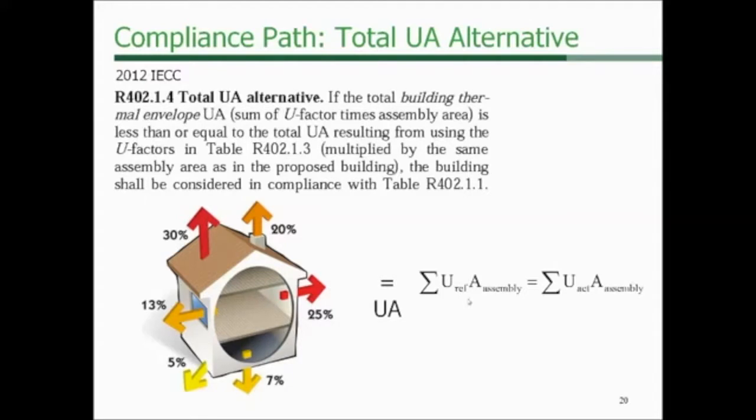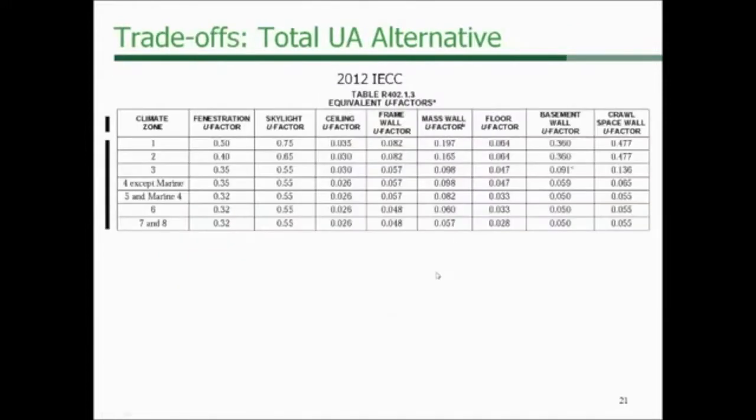So this is in equation form for those engineers like myself among us. U reference, meaning the reference from the U factor table, times the area of the assembly, which is your proposed house, equals the U actual, your proposed U value, times the assembly area. And since the assembly areas are going to be equal, you're basically trading off one U for another U. So we'll do an example here in a little bit.